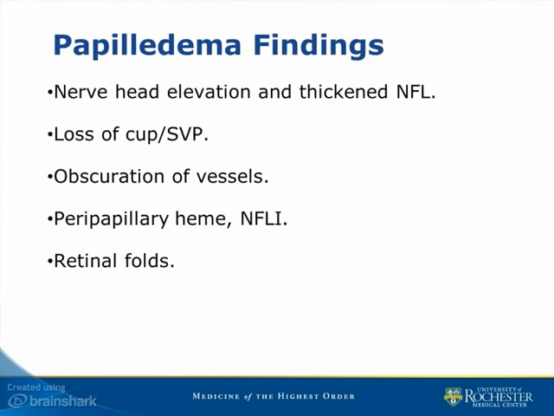The papilledema findings are very similar in children as they are in adults. There's nerve head elevation with thickening of the nerve fiber layer. You get loss of previous cupping as well as loss of spontaneous venous pulsations. You'll get obscuration of the retinal vessels. There can be peripapillary hemorrhage and nerve fiber layer infarcts, and there may be retinal folds in severe cases as well.